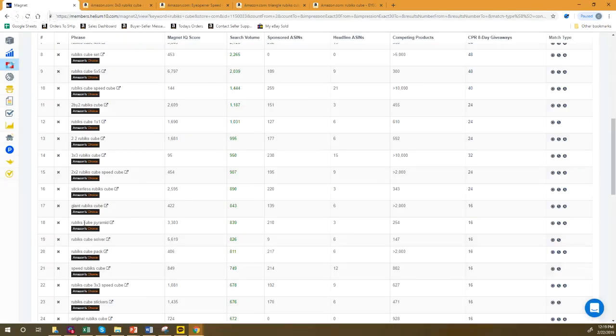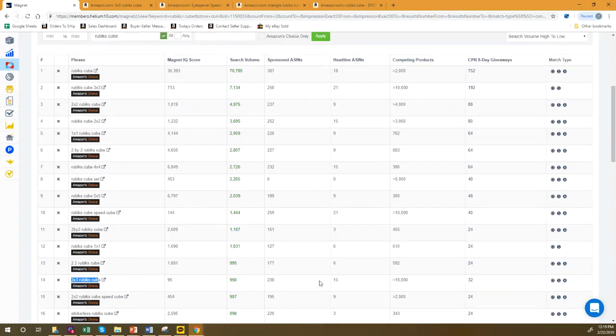And so then I would say, look, 3 by 3 Rubik's Cube. Look at this one, CPR giveaway, 32. That's only like maybe 4 per day. Now, maybe you can afford this. So maybe, are you going to get the same number of sales being on this page 1 as opposed to this page 1? Of course not. This is like what, 7% of the search volume, but it's a start.